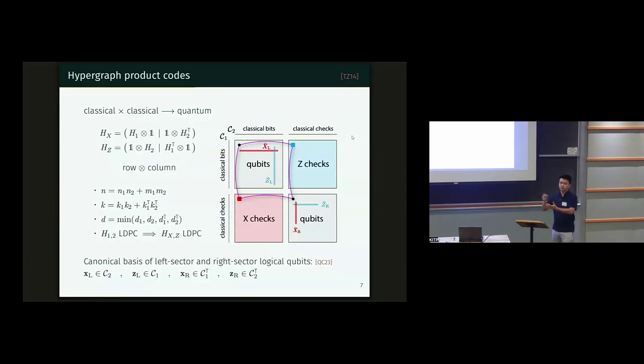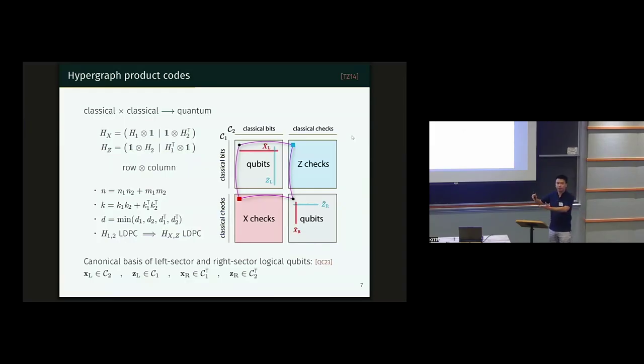Intuitively, because in a quantum CSS code you need to correct an X and a Z error, you can think of one classical code as correcting one of the errors, and the second classical code as correcting the second error. A more geometrical view is: let me lay out my classical bits and classical checks as this graph here, and then lay out the second code's classical bits and classical checks, and I essentially take a graph product between them.